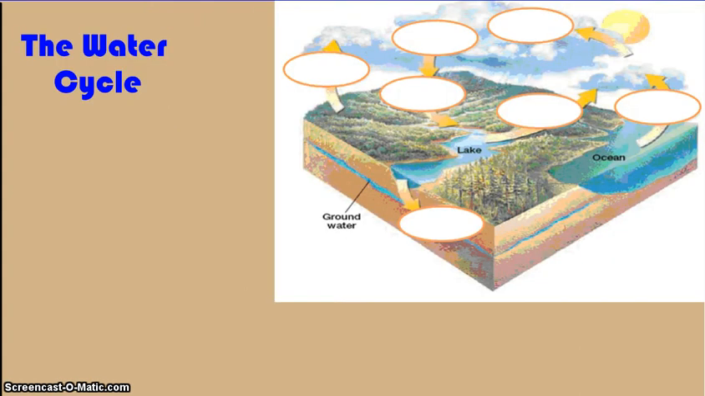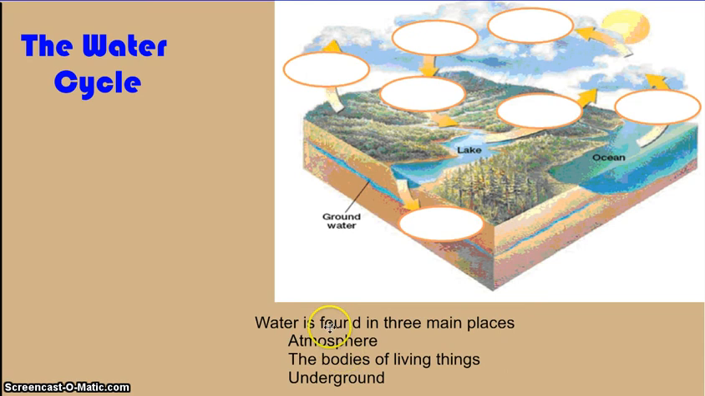And then we're going to quickly go over 3 more materials cycles, and you're going to look for information about where these materials are found, as well as the processes that move them from one place to the next. First of all, water is found in 3 main places, just like carbon: the atmosphere, the bodies of living things, and underground. On your notes sheet, you should have this picture, and you should be writing down these notes on this picture. I will expect you on an assessment to be able to identify the processes of water movement.